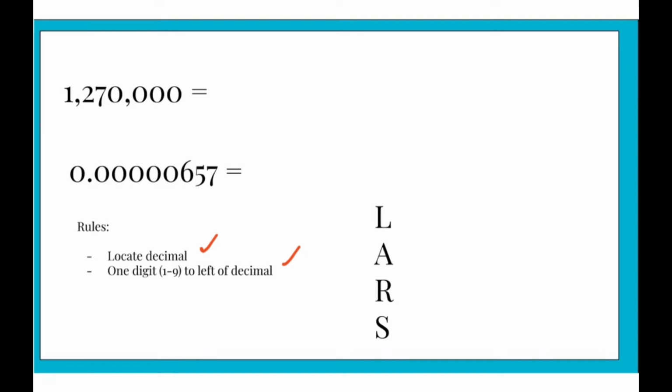The next rule is a nice little acronym that I like to use when moving these decimals that's going to determine what the exponent is going to be. The L stands for left, A, add, R, right, and S, subtract. So whenever you're moving your decimal to convert it into scientific notation, if you're moving it to the left, add. If you're moving it to the right, subtract. So let's look at some examples.